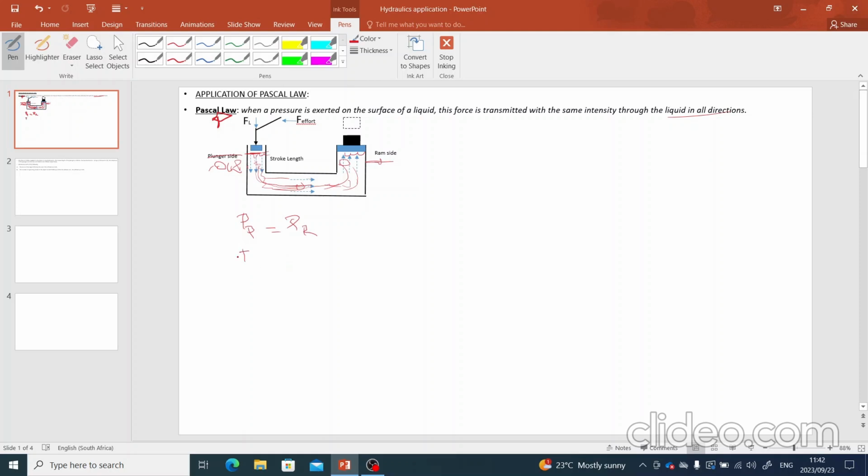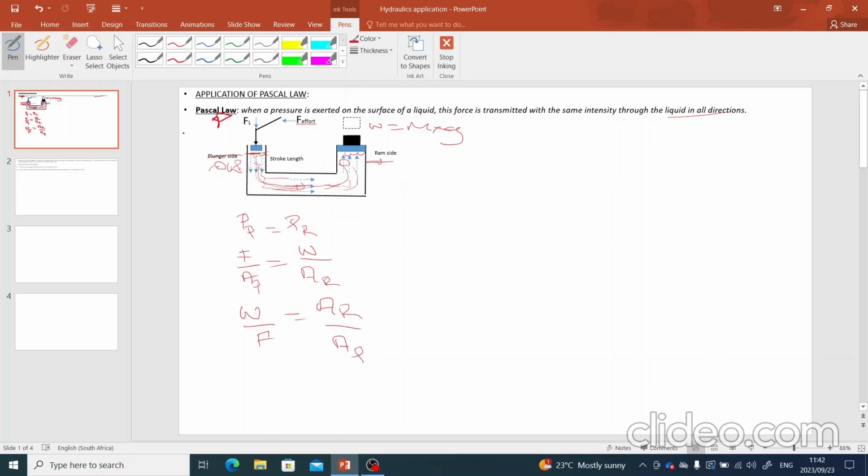Now, how do we calculate pressure? Pressure is force over area. So force over area of the plunger equals W over area of the ram. We denote our force on the ram side as W, because if objects are acting against gravity, we denote them as W. And how do we calculate W? It is mass multiplied by gravity. Then, manipulating to take the forces to the same side, it will be W over F equals A_R over A_P.